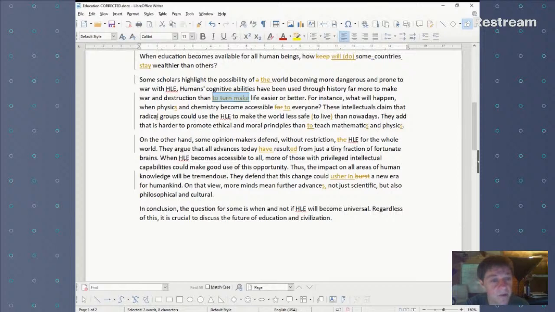For instance, what will happen when physics and chemistry become accessible to everyone? These intellectuals claim that radical groups could use the higher education to make the world less safe to live in than nowadays. I mean, that sounds okay. I don't know why I put the bracket around it. You can just get rid of them, though. Less safe than nowadays.